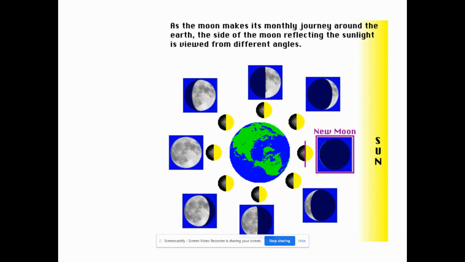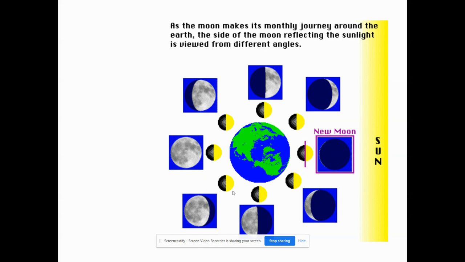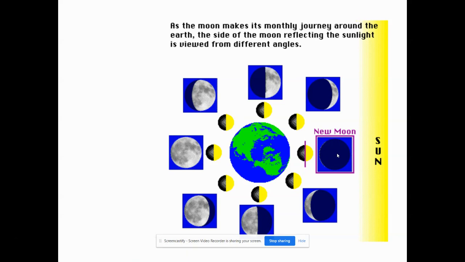So this is an image that you're going to see today and in the future. It's just a diagram of how the moon is traveling around the earth in comparison to where the sun is. So no matter where the moon is, half of it is going to be lit up by the sun. You see this half is always illuminated. But if the moon is between the sun and the earth, or on the other side of the earth, we're going to see different parts of that illuminated side.